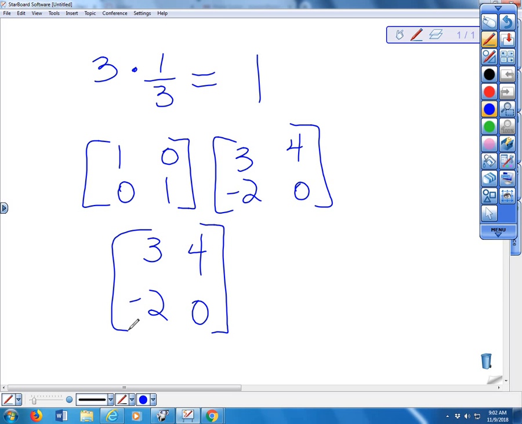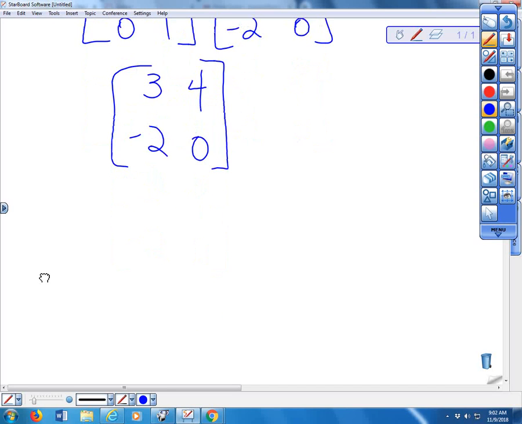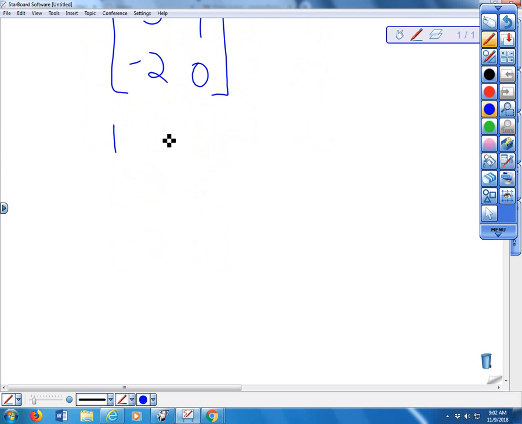On a 3 by 3 or 4 by 4 or 5 by 5, what you'll notice is the 1's just make a diagonal. So if I went 4 by 4, I could add a 0, 0, 0, and then it would be 0, 0, 0, 1. Right? 1's just make a diagonal. That's the identity matrix.